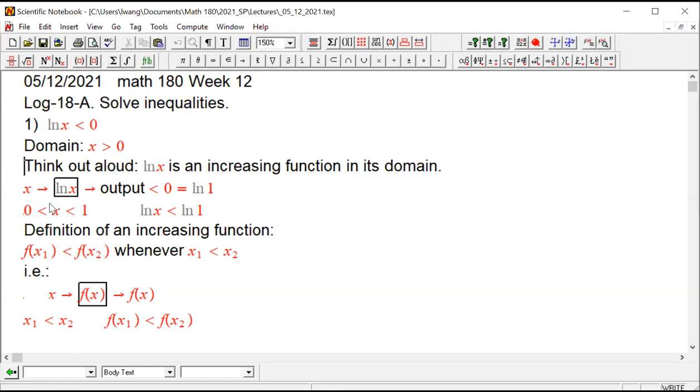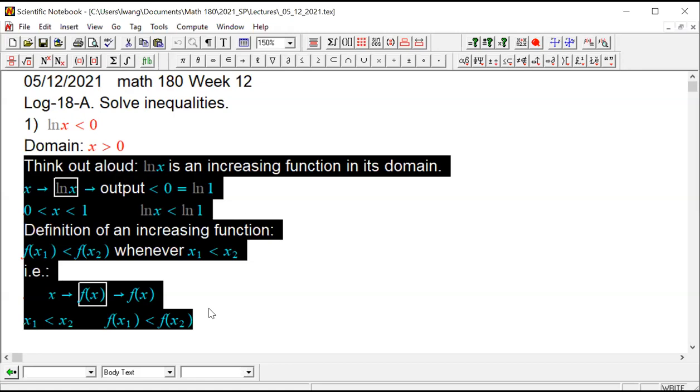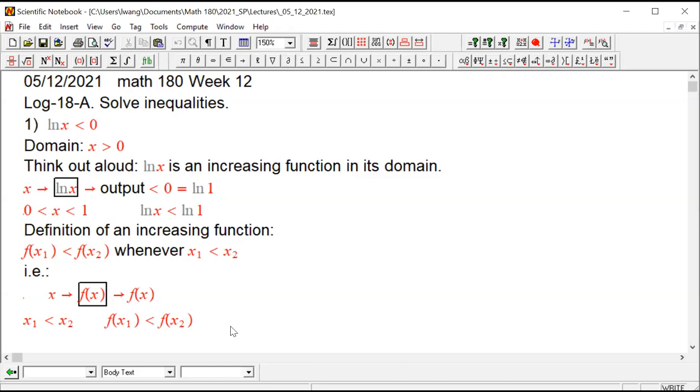Okay, so treat this part as something like on the scratch paper, or think out loud, right? But when you actually show work, you don't need to show so much. So show work.